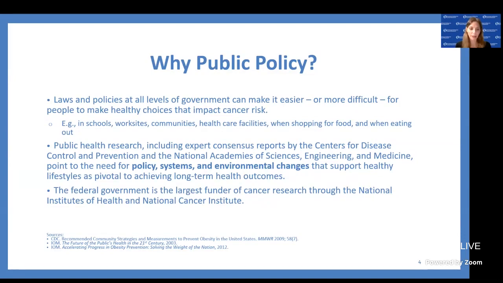I'll also point out that the federal government is the largest funder of cancer research in the U.S. And while AICR has amazingly dedicated nearly $110 million to research, AICR's ability to invest in research pales in comparison to the resources of the federal government. The amount that the federal government spends on research related to cancer and diet quality is determined by public policy decisions.